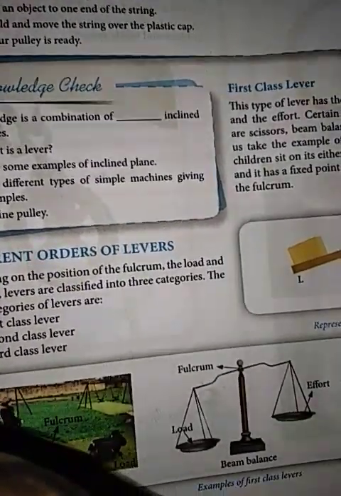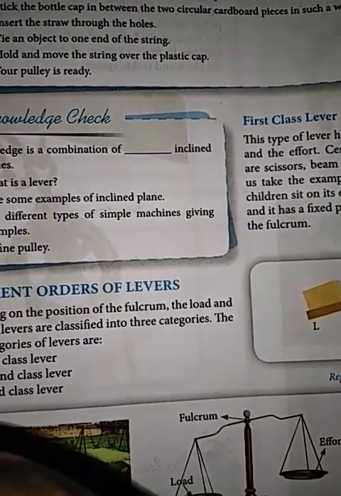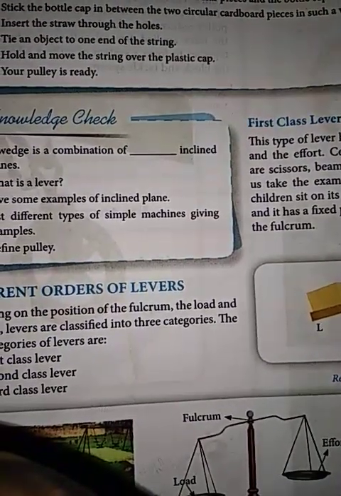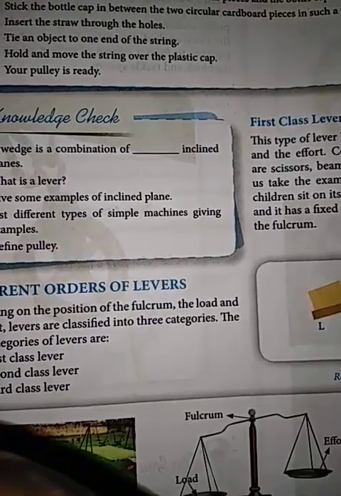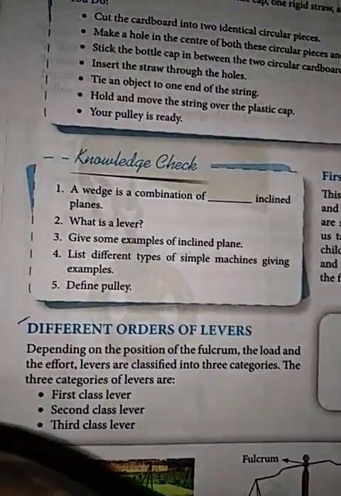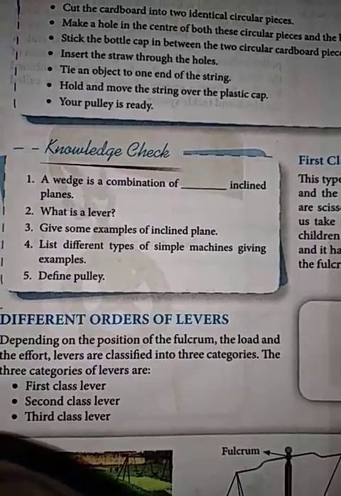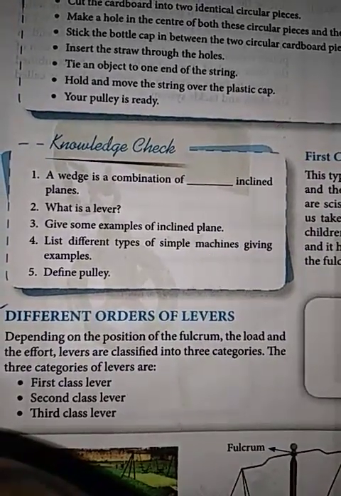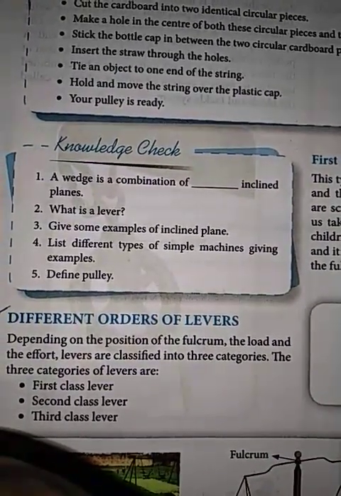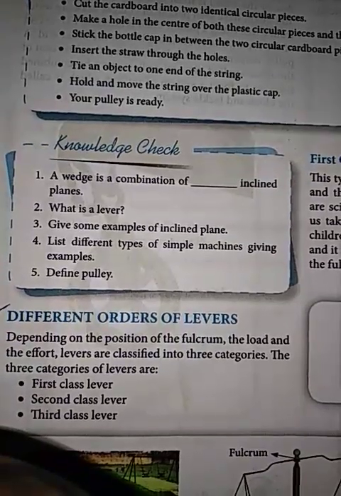So this is all about simple machines and the six types of simple machines. In the next video we will discuss the different orders of levers, or different types of levers.